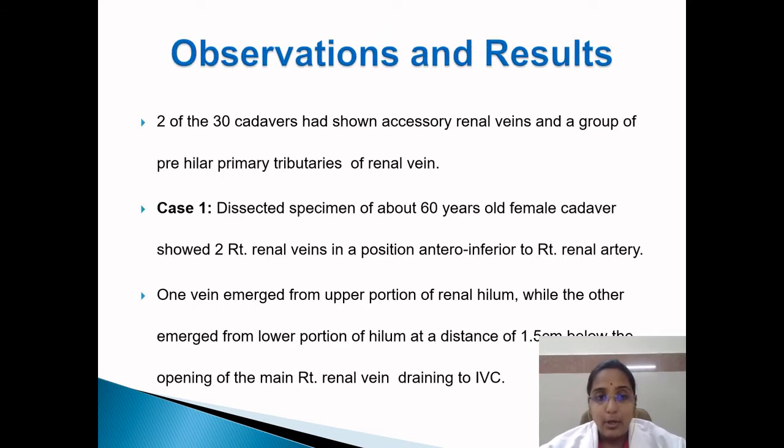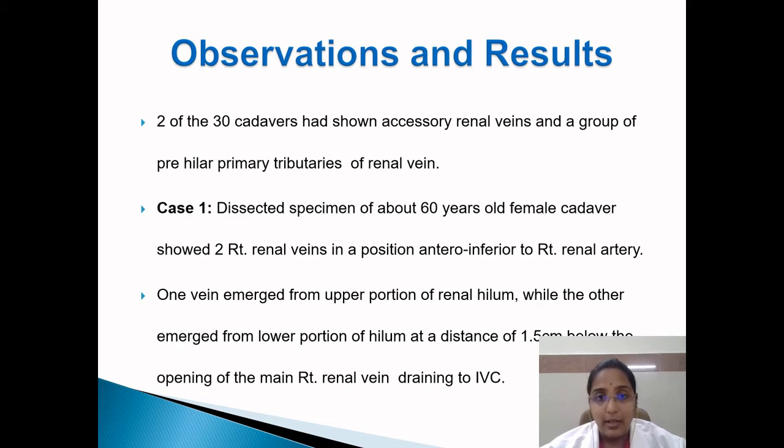Observations and results: 2 of 30 cadavers showed accessory renal veins and a group of prehilar primary tributaries of the renal vein. Coming to case 1, a dissected specimen of a 60-year-old female cadaver showed 2 right renal veins in a position anteroinferior to the right renal artery. One vein emerged from the upper portion of the renal hilum while the other emerged from the lower portion of the hilum, 1 centimeter below the opening of the main right renal vein, and drained into the inferior vena cava.